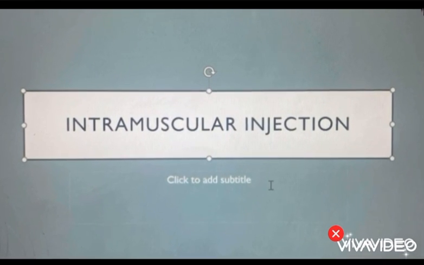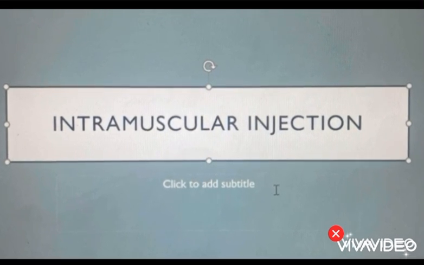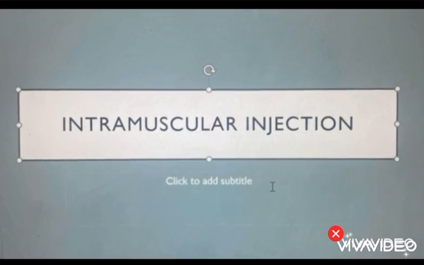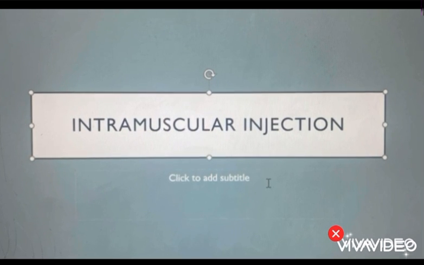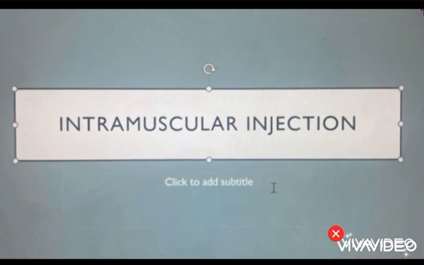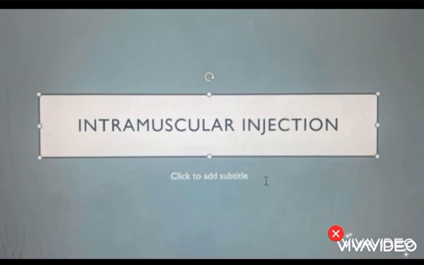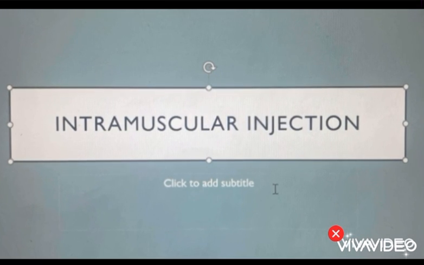So the first type I'll be talking about is the intramuscular injection. It's an injection given deep into the muscle, where the medication is then absorbed quickly by the surrounding vessels. The sites for intramuscular injections are the deltoid muscle of the arm, the vastus lateralis muscle of the thigh, the ventrogluteal muscles of the hip, and the dorsogluteal muscles of the buttocks.